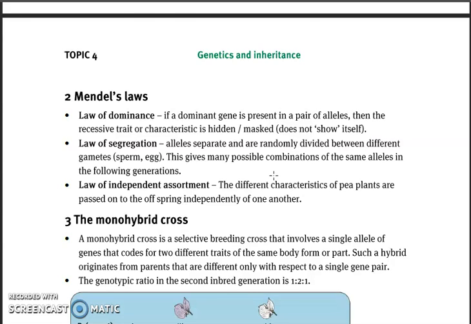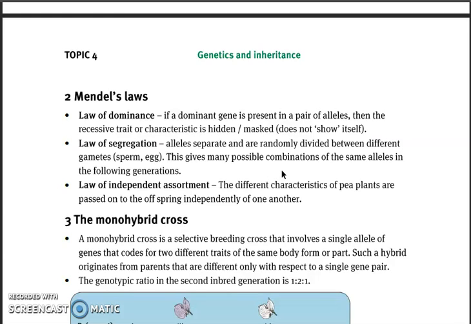So basically, one allele does not depend on another. It separates randomly so that each gamete is different from the other, and this gives us many possibilities of having the same allele in different generations. So it gives us variety as well as the presence of those alleles in future generations.